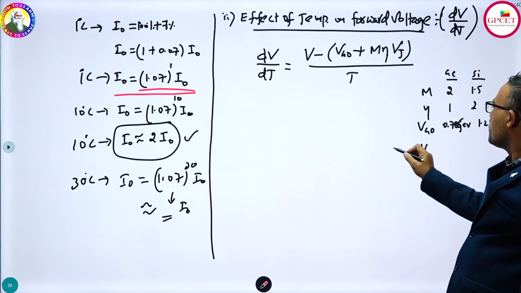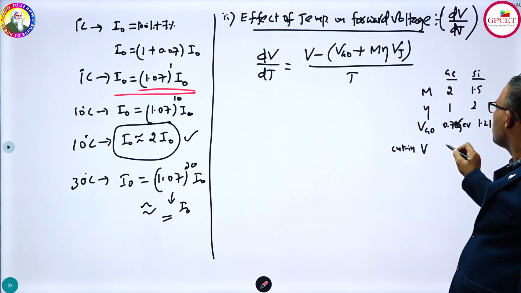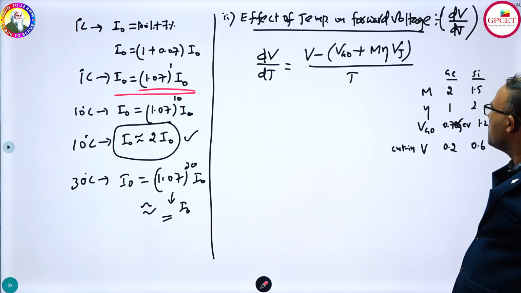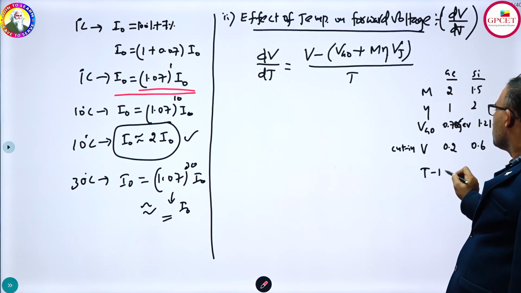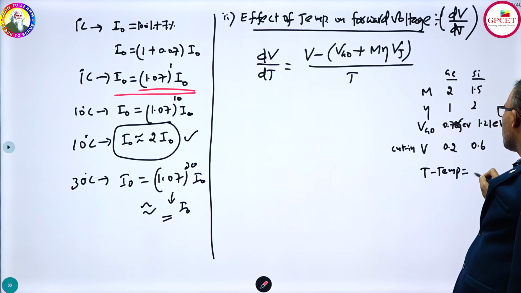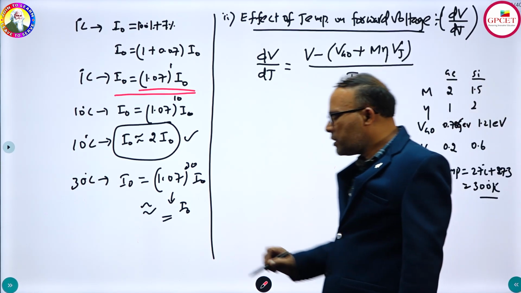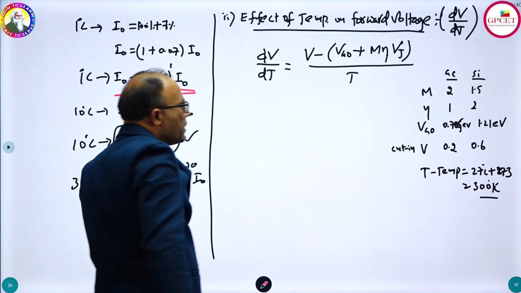V is nothing but cut-in potential or cut-in voltage, which is equal to 0.2 volts for germanium and 0.6 volts for silicon. And T is the temperature. At room temperature, 27 degrees C plus 273, you get 300 degrees Kelvin. Temperature T is equal to 300 degrees Kelvin, right?